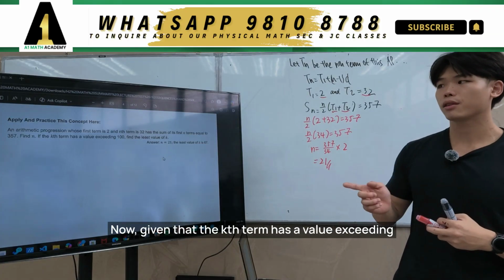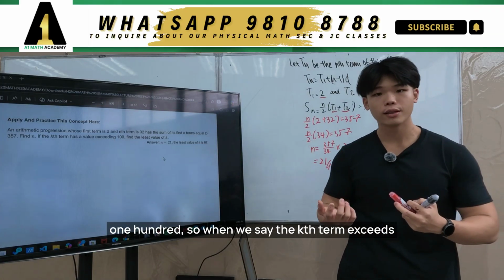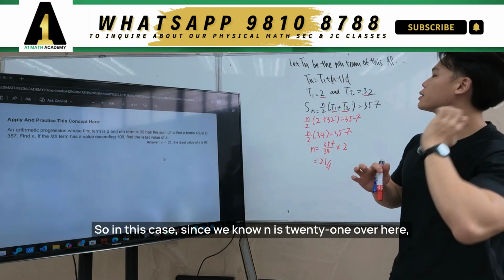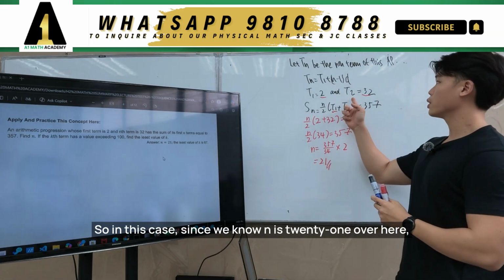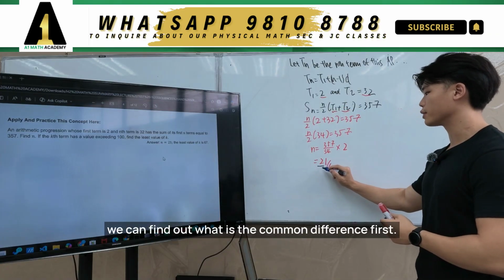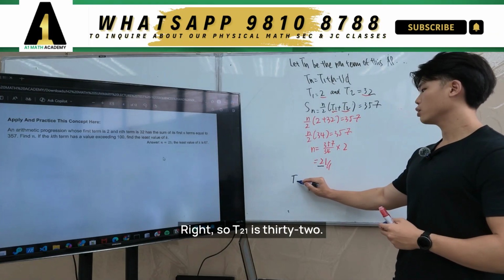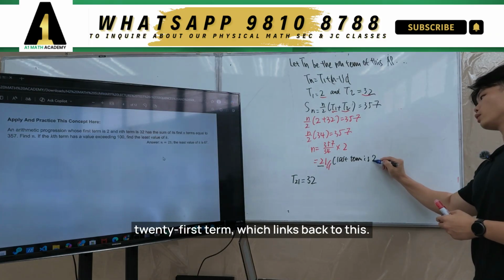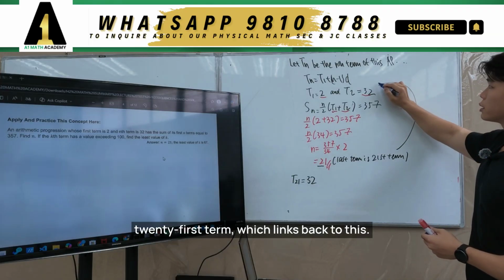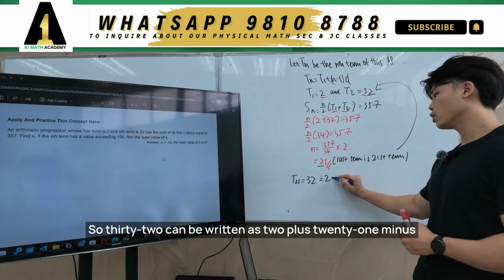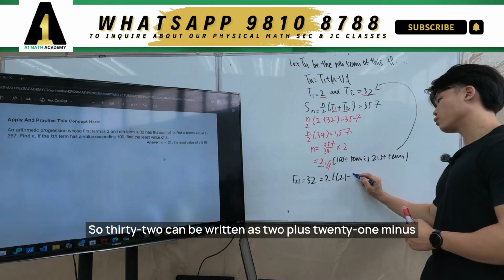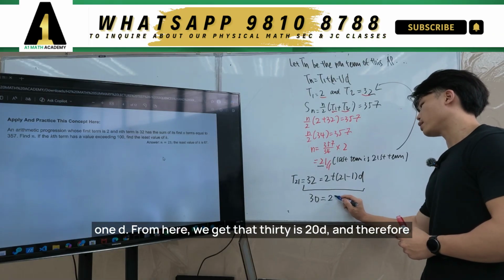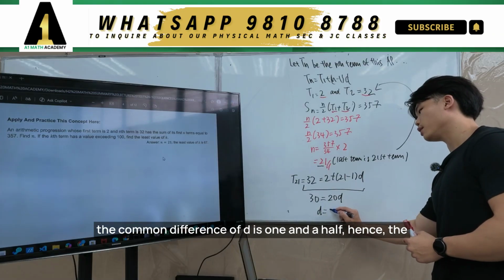Now, given that the kth term has a value exceeding 100, when we say the kth term exceeds 100, we are talking about the individual term. So in this case, since we know n is 21 over here, we can find out what is the common difference first, right? T21 is 32, right? We know that the last term is the 21st term, which links back to this. So 32 can be written as 2 plus 21 minus 1 d. From here, we get that 30 is 20d. And therefore, the common difference d is 1.5.